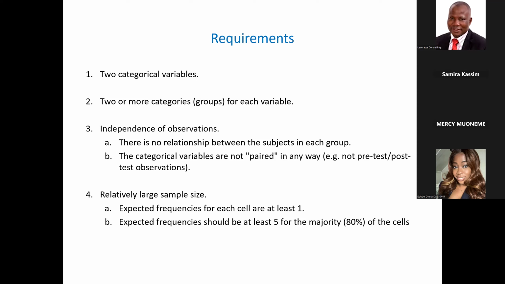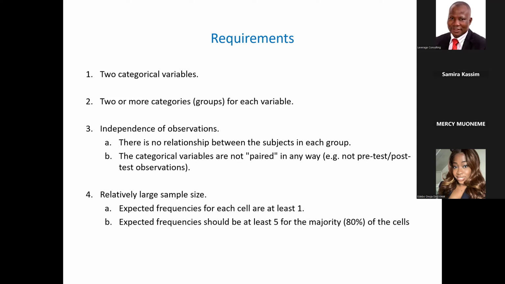Requirement: you must have two categorical variables. That is why chi-square is for association between two categorical variables. Two or more categories; you must have more than one category. Sex, male, female, and not just sex only female. That cannot work. Independence of observation: there is no relationship between subjects in each group. This one is not applicable to McNemar.